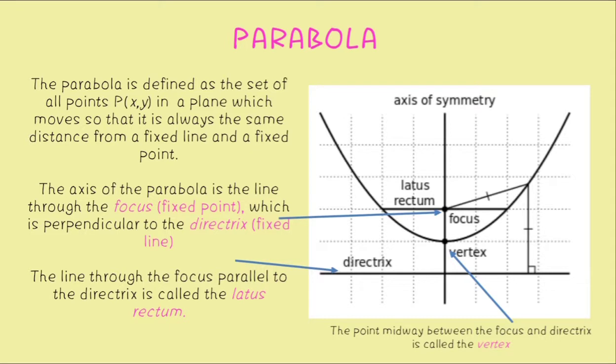The line through the focus parallel to the directrix is called the latus rectum. So this is the latus rectum. The point midway between the focus and directrix is called the vertex. So this is the vertex at the middle of the focus and the directrix.